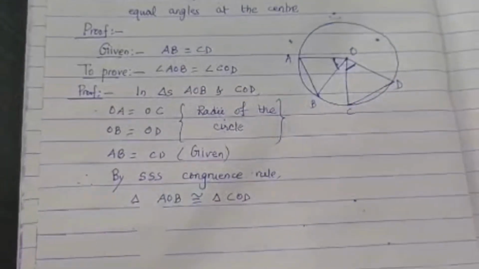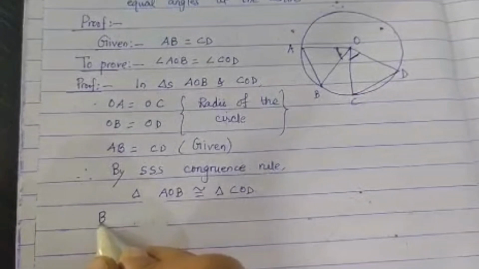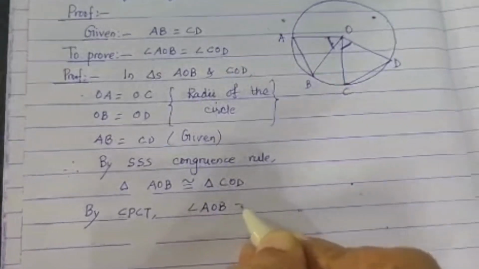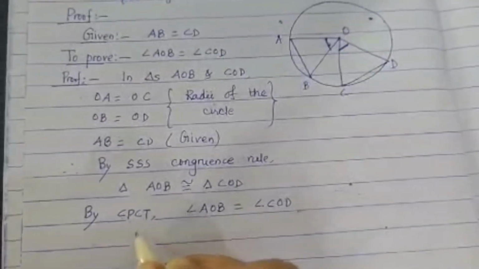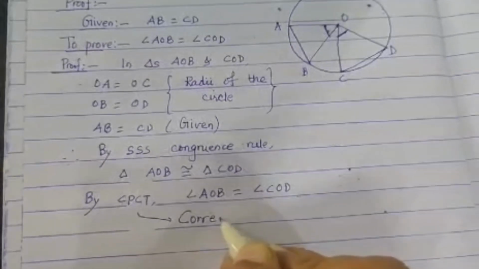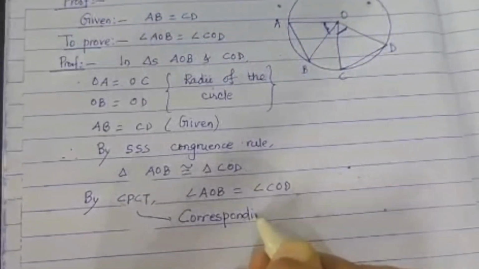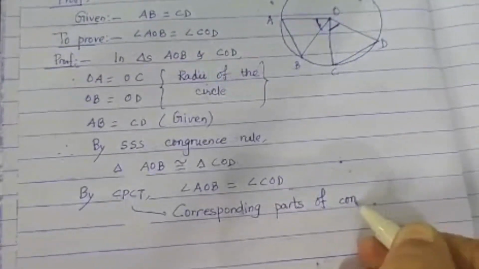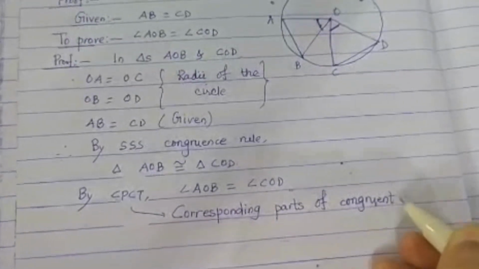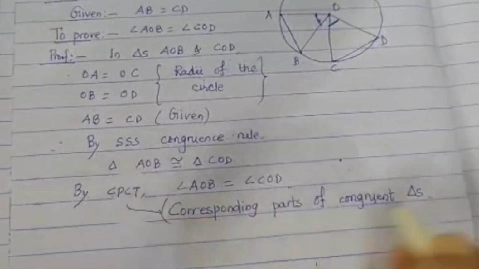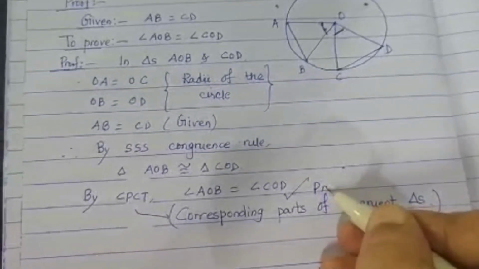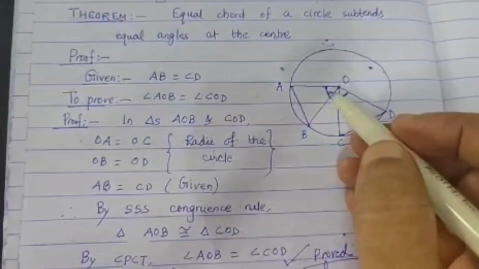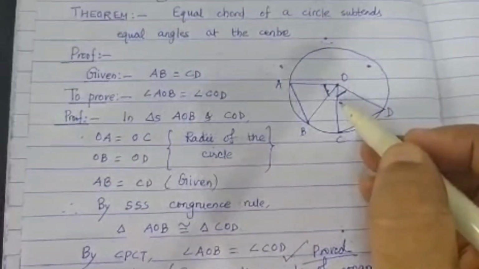Now by CPCT, we can easily say that angle AOB is equal to angle COD. Corresponding parts of congruent triangles, I hope you remember this one. So this one is also proved, that the angles subtended at the center by two equal chords are always equal.